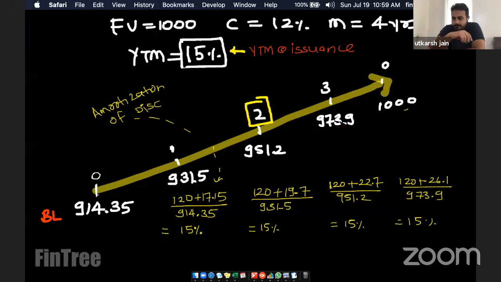Interest expense. You're the issuer of this bond. What interest expense will you show in year 2? You will show the total of 120 plus 19.7. But what is the coupon amount paid in year 2? Coupon amount paid in cash to the bondholder in year 2 is 120. So can I say interest expense 139.7 is greater than coupon amount 120? Is that a fair statement?